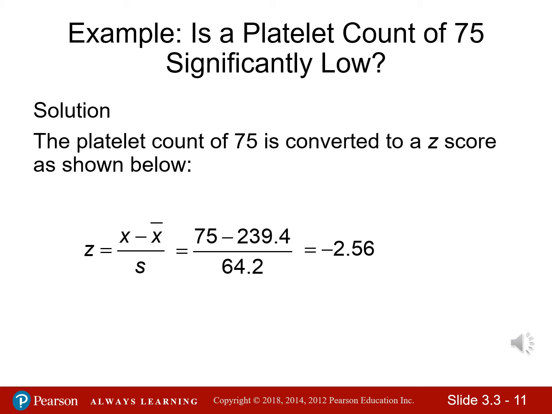We can convert our subject's platelet count to a z-score. So we plug in everything we have into our formula for a z-score, and we get 75 minus 239.4 divided by 64.2. This gives us a negative z-score of -2.56.